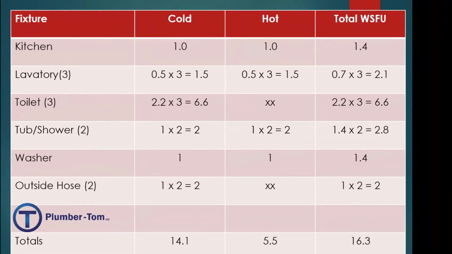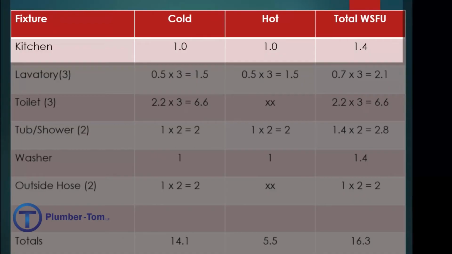I've got them here listed on the left side, all of the fixtures that we talked about. For the kitchen faucet, we determined that we need one water supply fixture unit for the cold, one for the hot, and when they're combined, if we're looking for the main line that would deliver, 1.4. Reason being, even if that kitchen faucet is on, it's not going to give full volume to hot or cold at the same time, so we see a reduction.